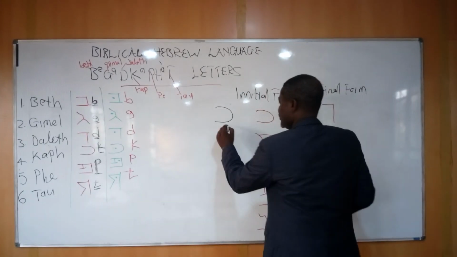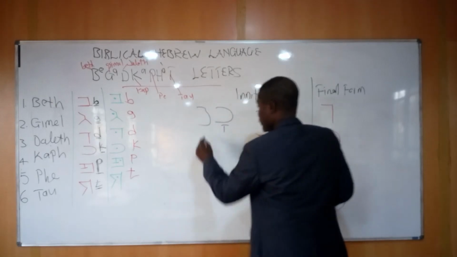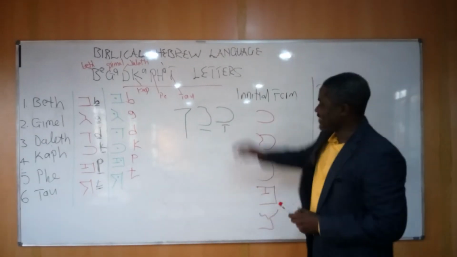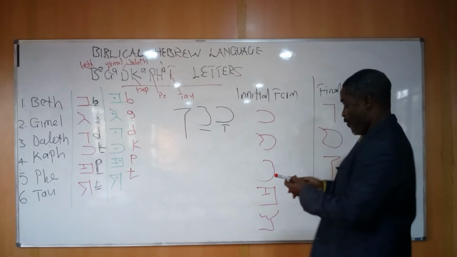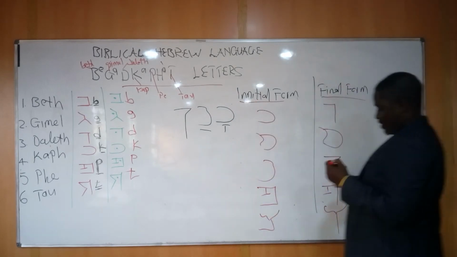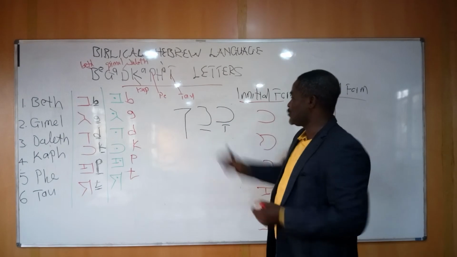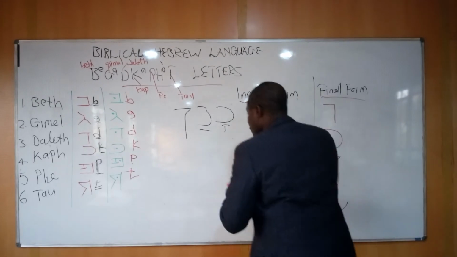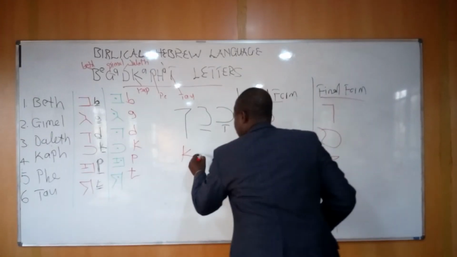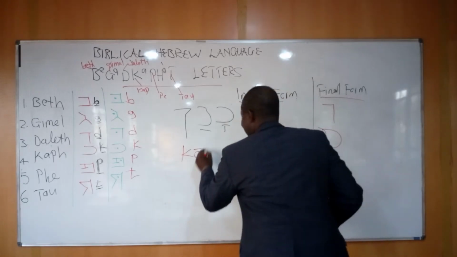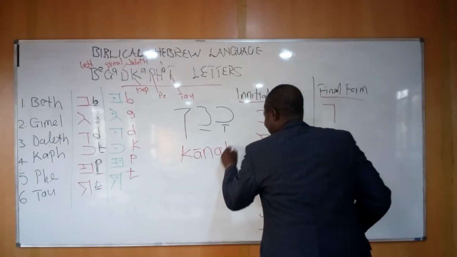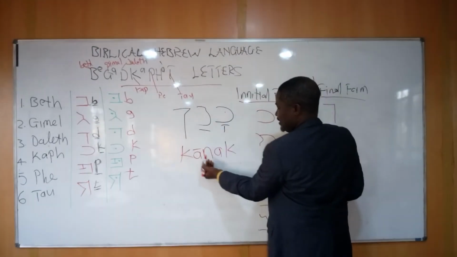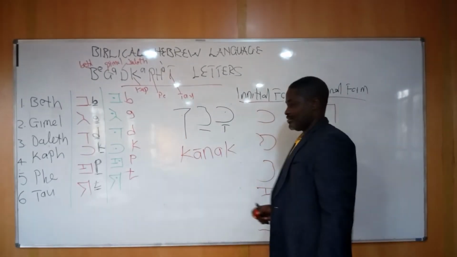Let me say Kanak. Now, this is a Kaf, but it is the initial form of Kaf. Now, this Kaf is ending this one, because when you read Hebrew, you read from your right to your left. So if you want to transliterate this now, you have K, A, N, A, and a K. So the first Kaf is this. The Nun is this. The final Kaf.